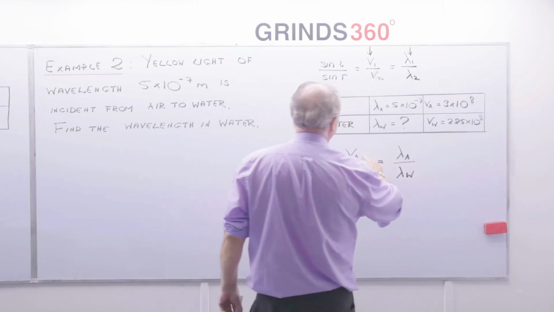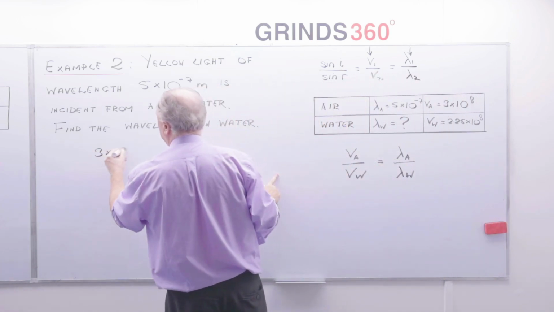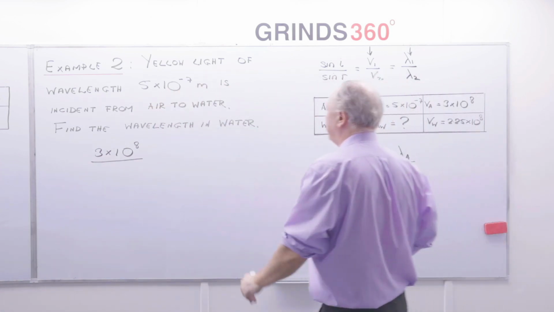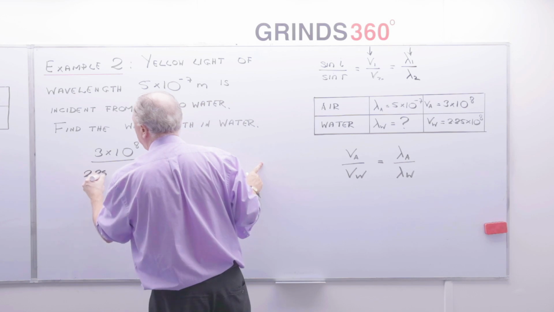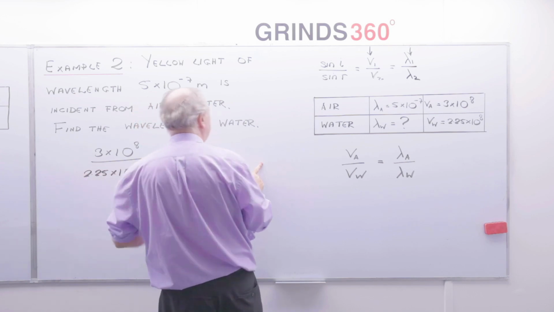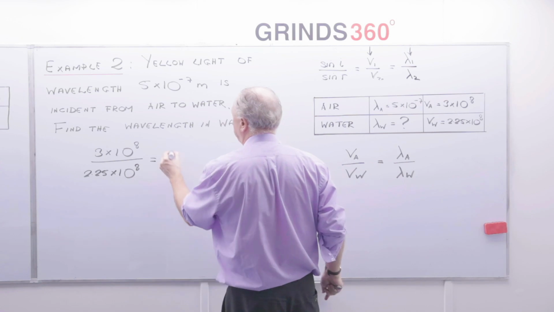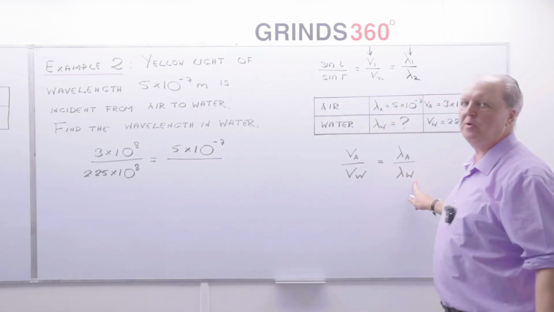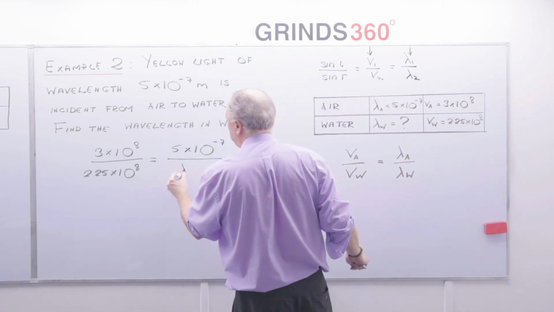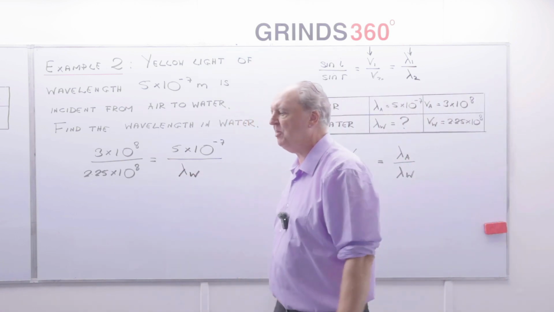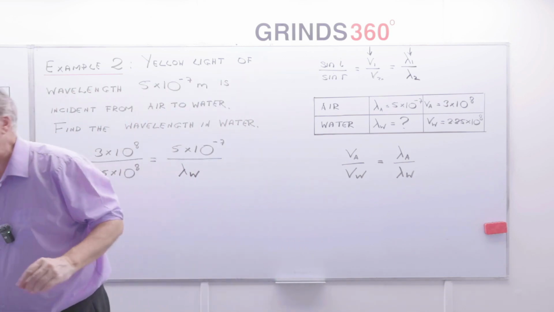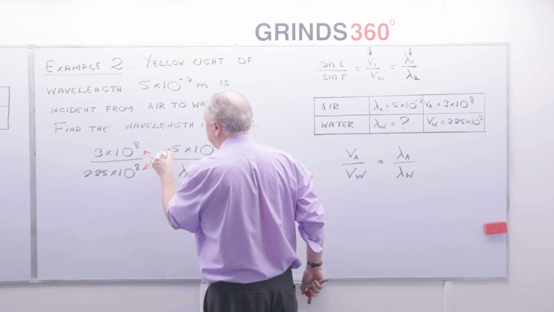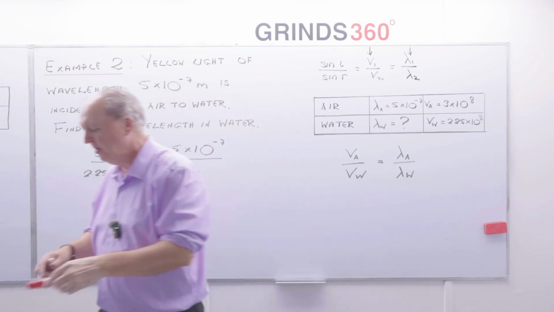So now let me put the numbers in. VA, that's 3 by 10 to the power of 8, divided by VW, 2.25 by 10 to the power of 8. That's equal to lambda A, 5 by 10 to the power of minus 7, divided by lambda W, which they're asking you to find. So again, let's do some simple manipulation. Do a little bit of cross multiplication. Put the arrows in here in your head and move everything up along the arrows. If it's down, move it across and up. If it's up, move it across and down.